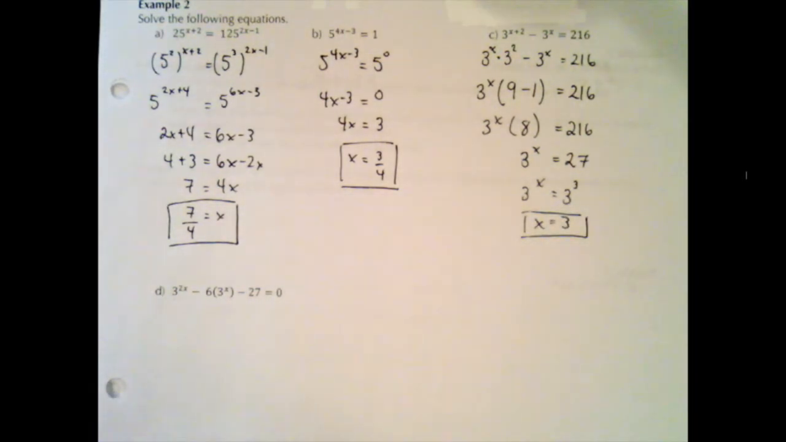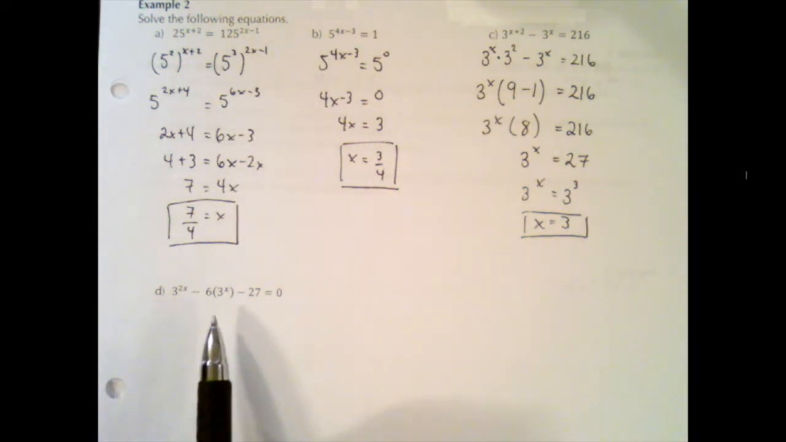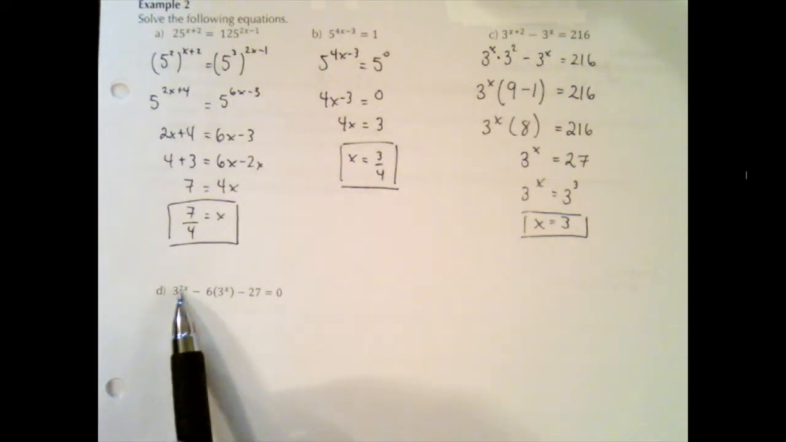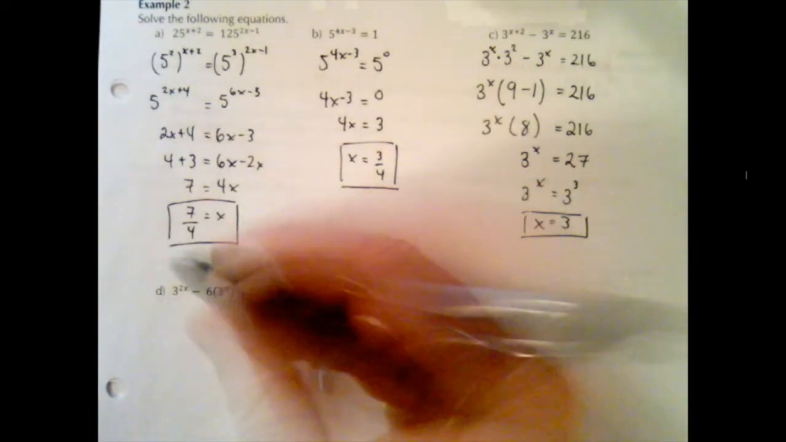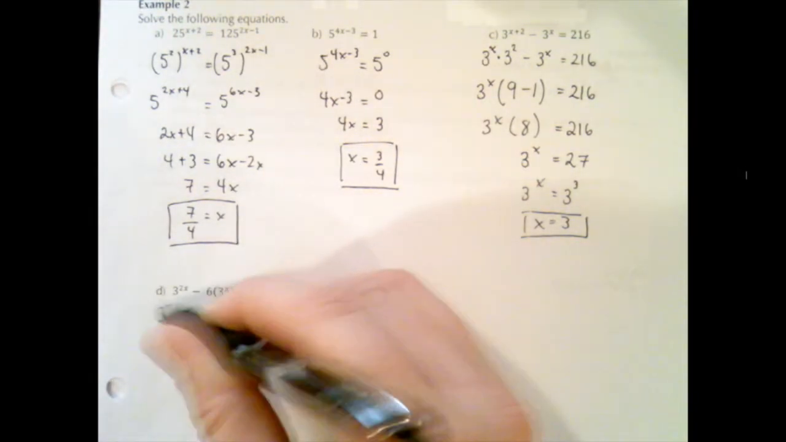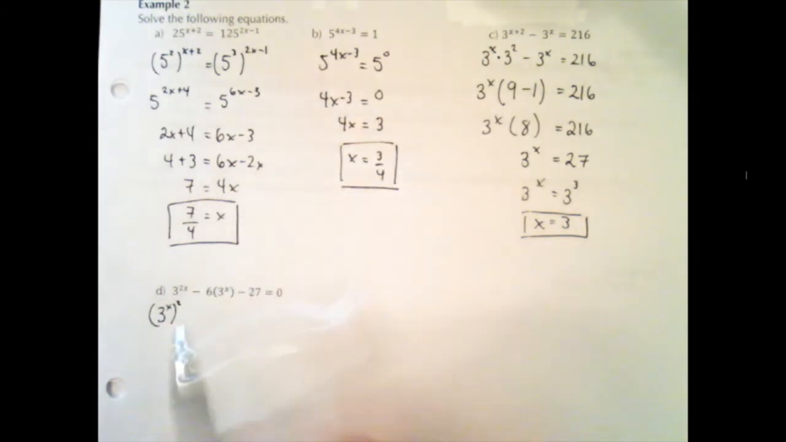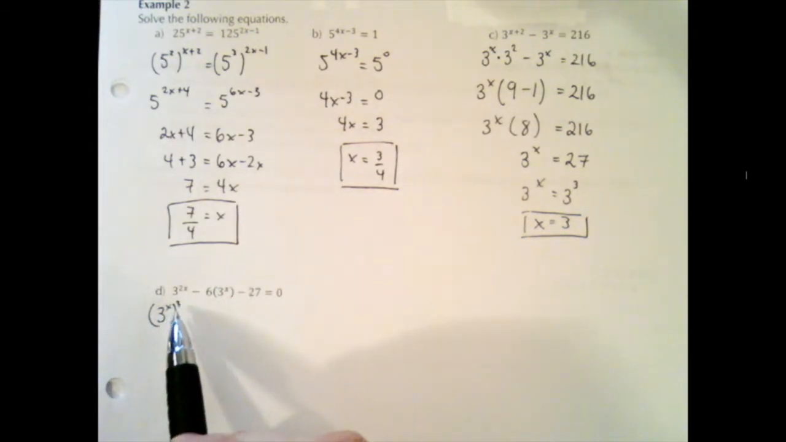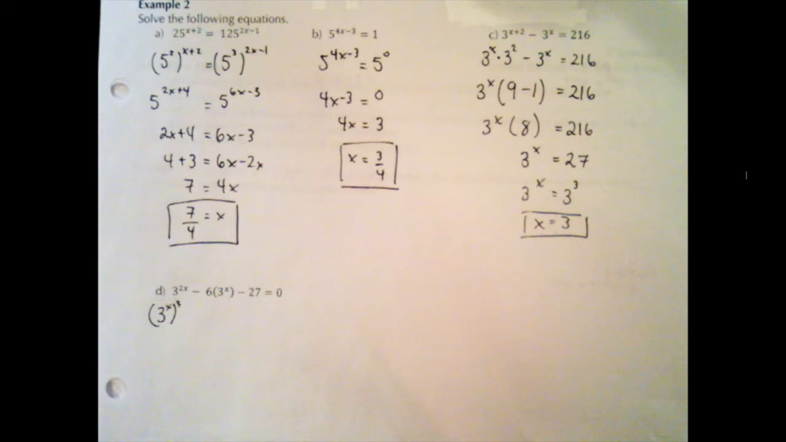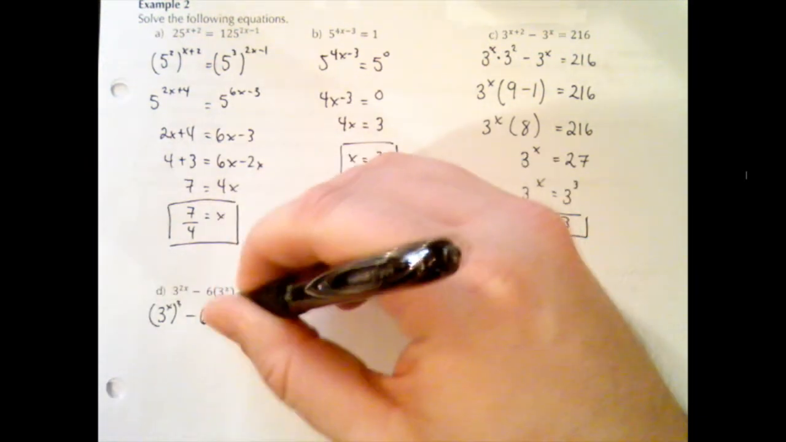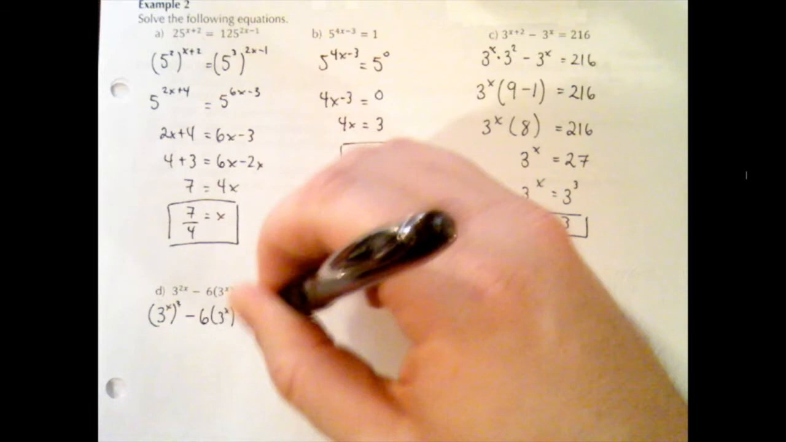In example D, we have a very similar situation to example C, except we don't have two terms being added in the one exponent. We actually have two terms being multiplied. And if we use exponent rules backwards in this case, we could write this as 3 to the exponent x, squared. Because if we multiply exponents, we would end up with 3 to the exponent 2x. And I'm just going to write the rest of the equation down here. Minus 6, 3 to the exponent x, minus 27 equals 0.